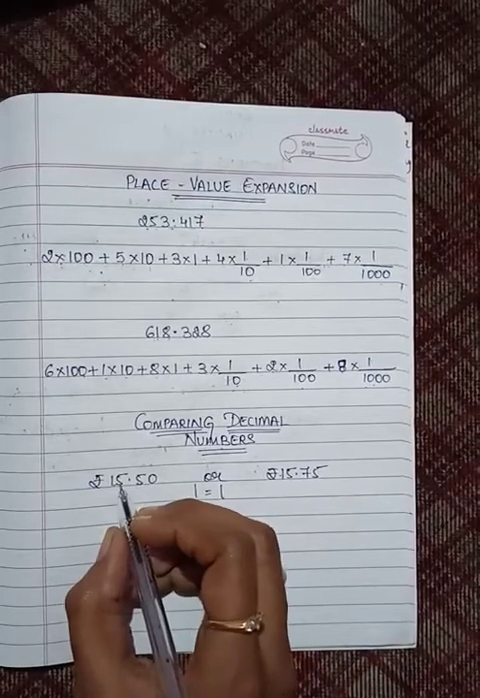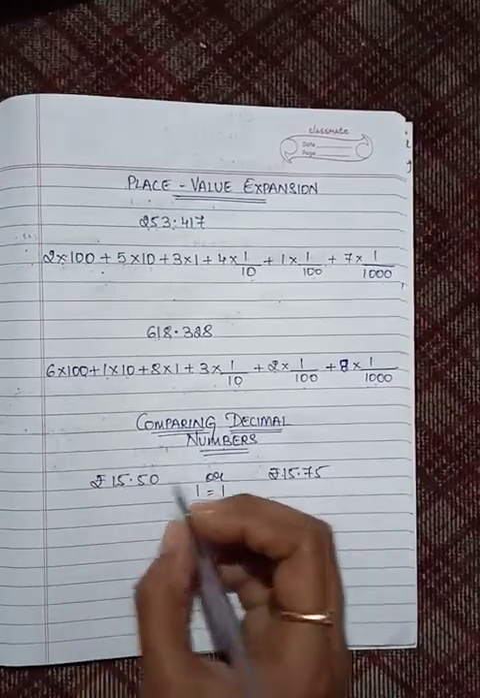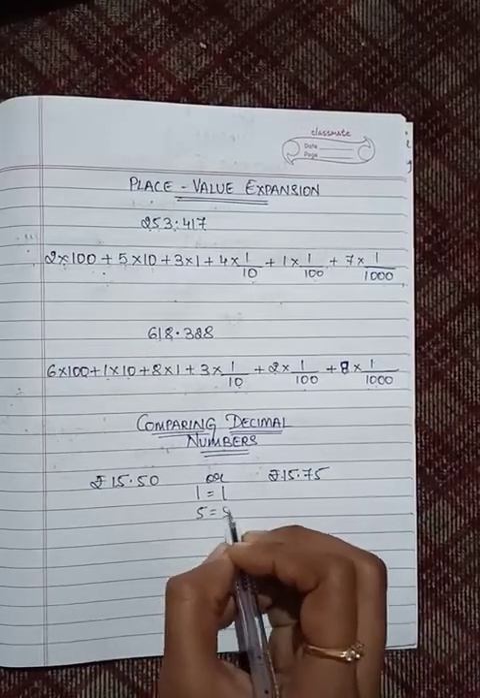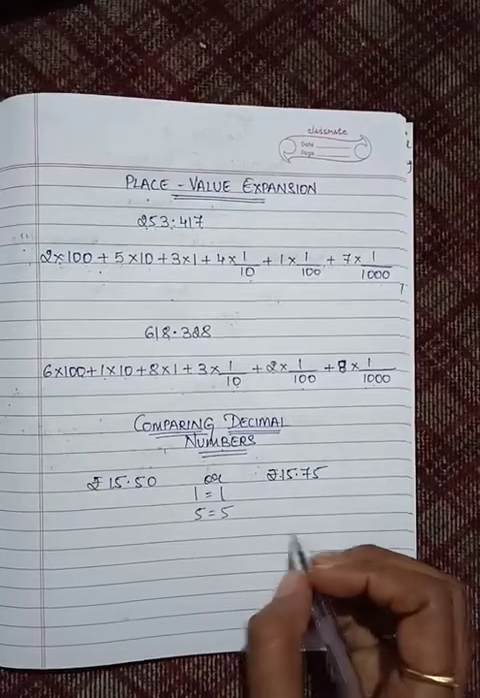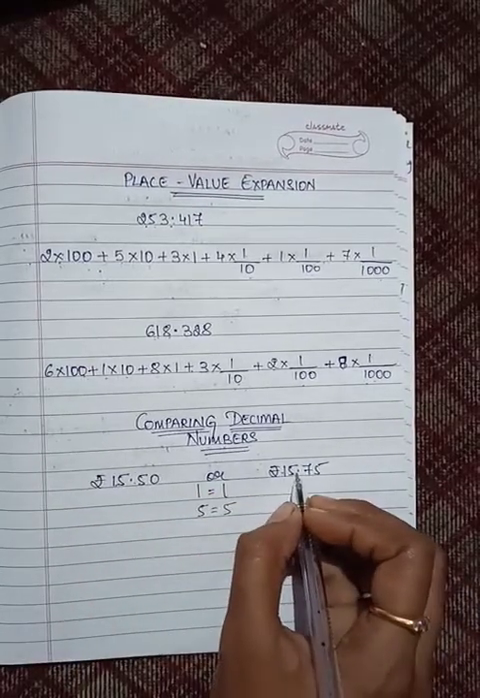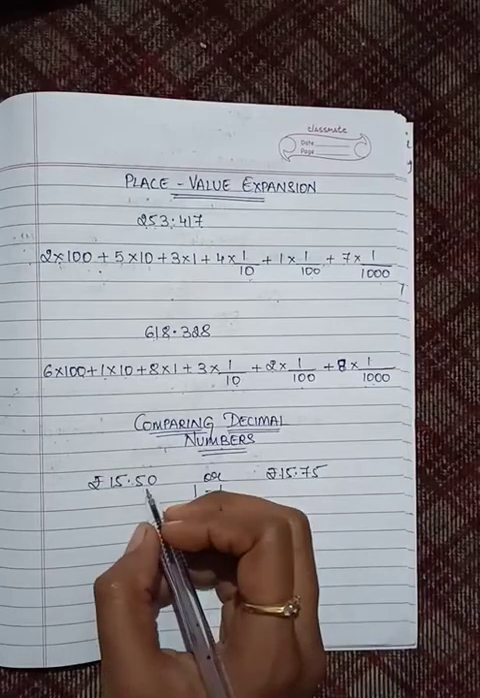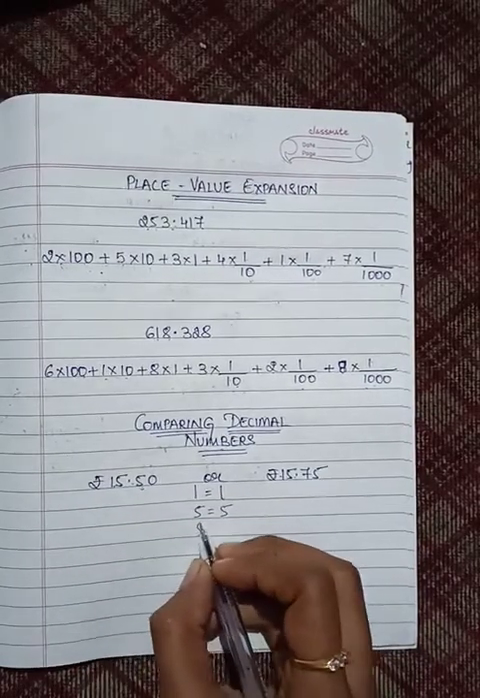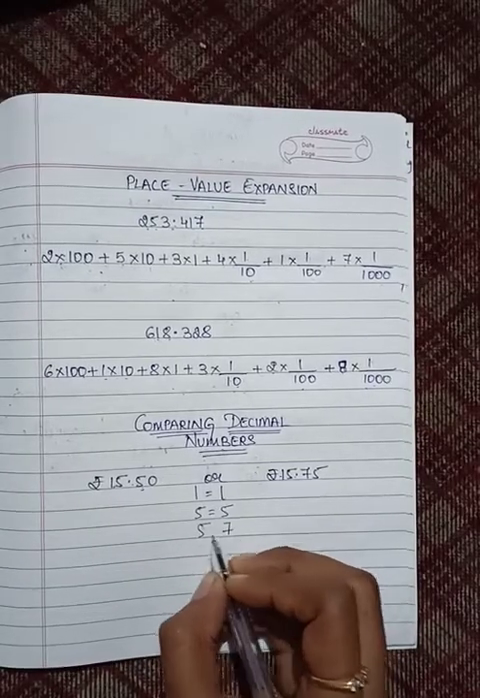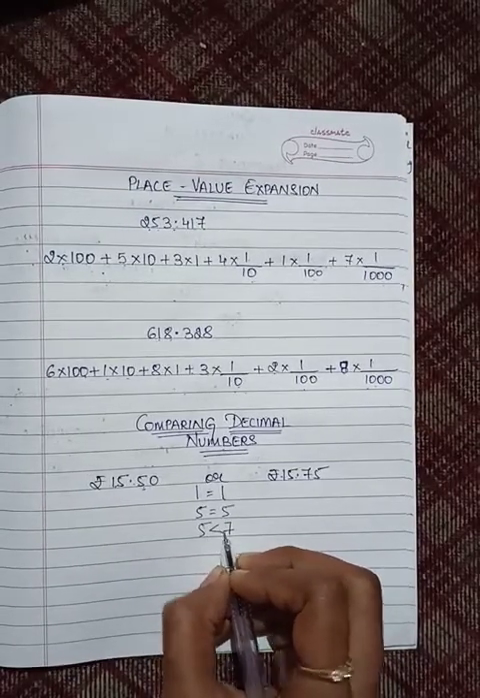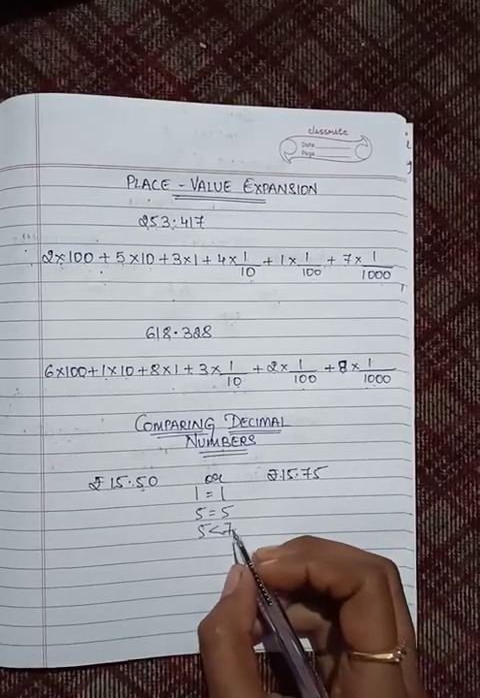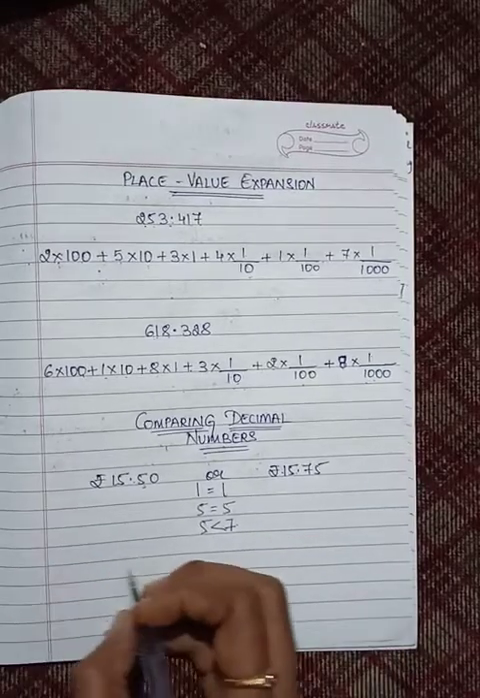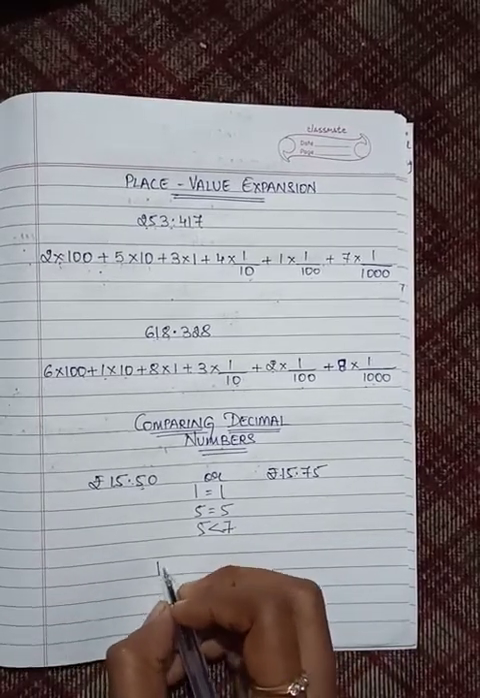So coming to the next digit, 5 and 5. Again, both are equal, so again we are not able to compare. And next we have the decimal point. And the next numbers we have are 5 and 7, which means 5 is smaller than 7 and 7 is greater than 5.